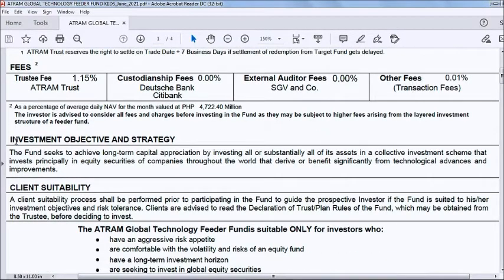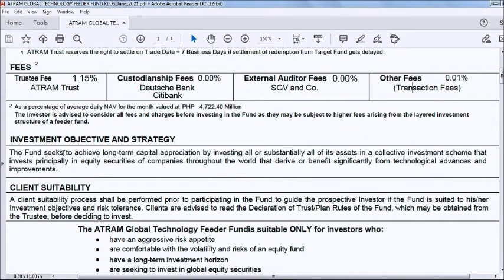So, next is investment objective and strategy. The fund seeks to achieve long-term capital appreciation by investing all or substantially all of its assets in a collective investment scheme that invests principally in equity securities of companies throughout the world that derive or benefit significantly from technological advances and improvements. So, meaning ito ay ini-invest sa ibang bansa.